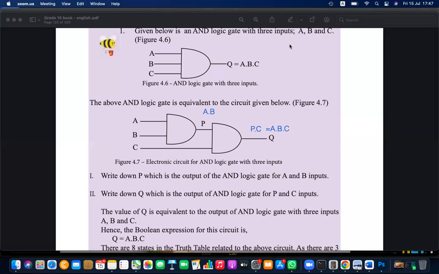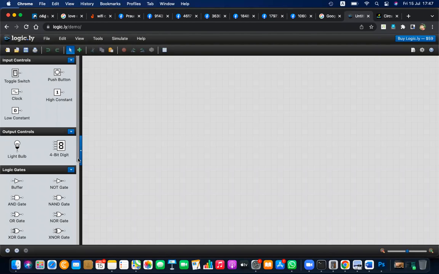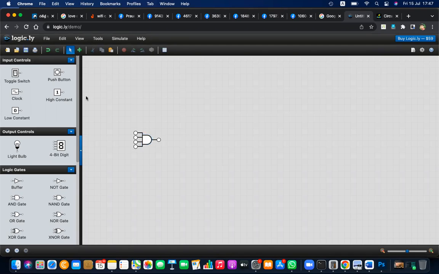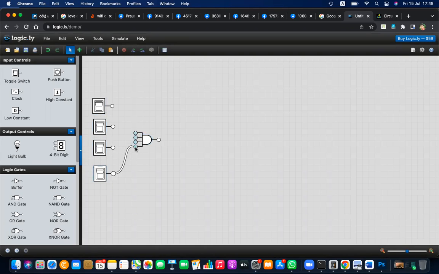I think we are clear on this. If you want to see this practically, please use the tool that I mentioned. Go and drag an AND gate. You can change the number of inputs here: 2, 3, 4, any number. Then use 3 or 4 toggle switches, connect them together, and connect a bulb to see the output. This will only output when A and B and C and D are all 1.